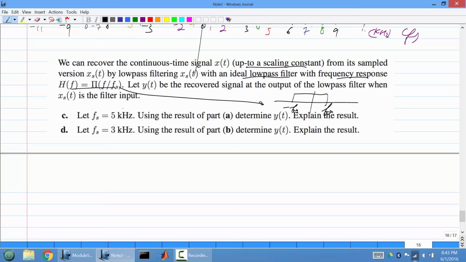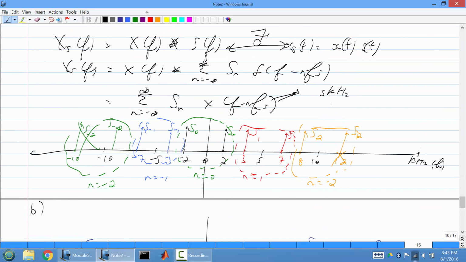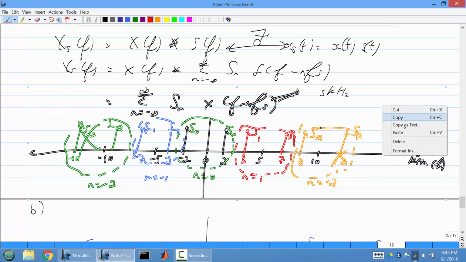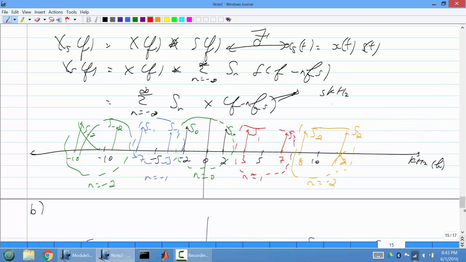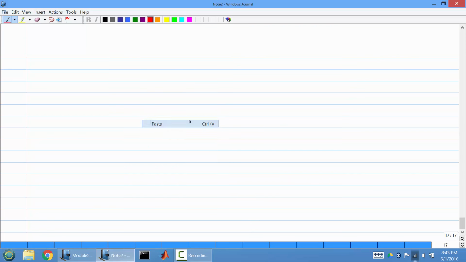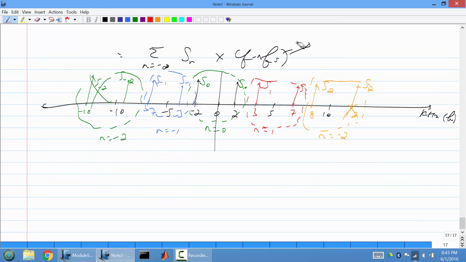Okay? So if you let the sampling frequency be 5 kilohertz, use the result from part A to determine y of t. So if you take a look at part A, it's right over here. And okay, so let me just copy this over. Here. Okay, so this is this guy. All right, so this is part C.